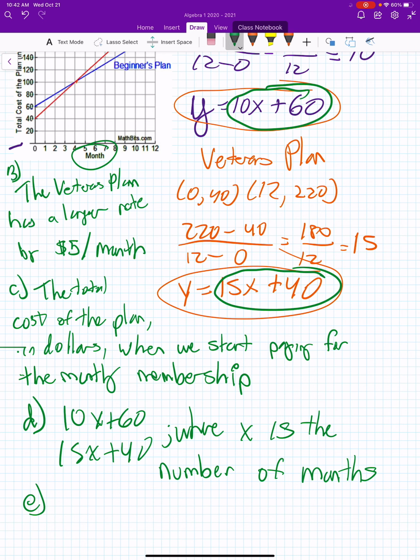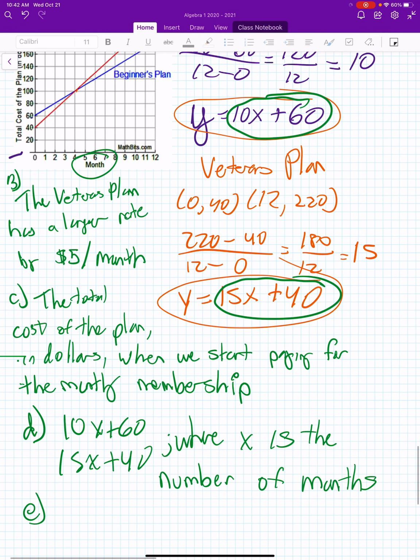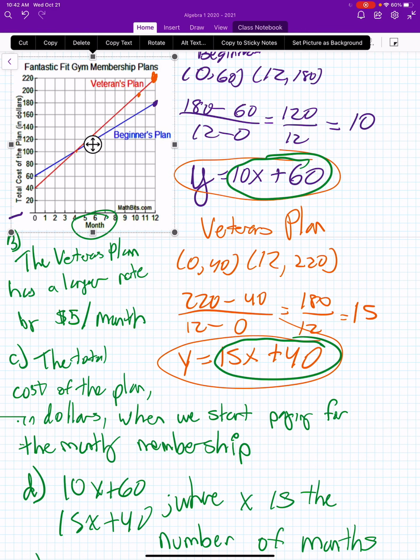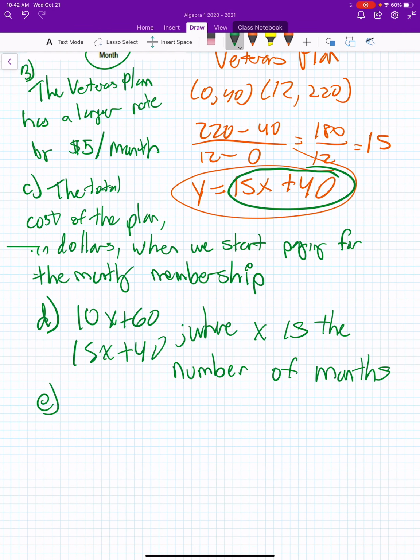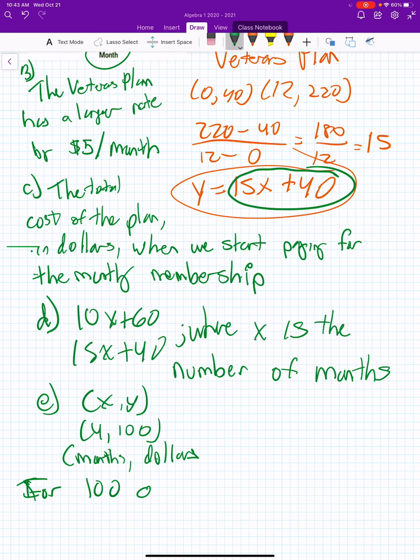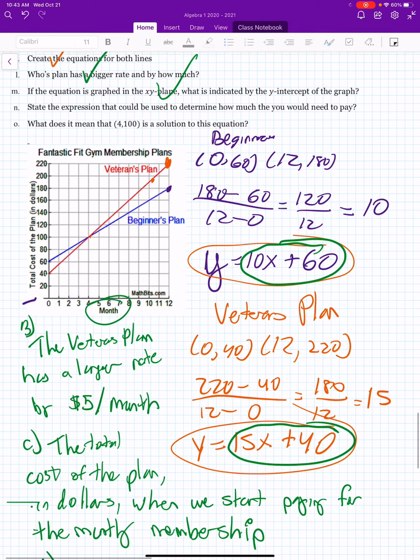All right, and lastly, E. What does it mean that (4, 100) is in the equation? We know that x is the months, y is the dollars. So for 4 months you paid $100. Either way works. All right, thank you all and enjoy this lesson.